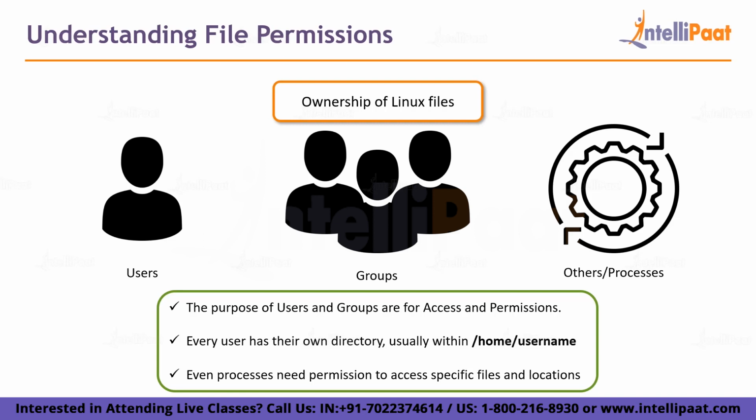Now every user has their own directory, usually /home/username. So under /home, you will have a directory with your username. In our virtual machine, you saw /home/Intellipaat. Intellipaat is the user which we created, so this user has a directory under their name. And even processes need permission to access specific files and locations. While some process is running, that process will need permission to use a particular file or go into a particular location and access a file. So these are the three different types of owners.